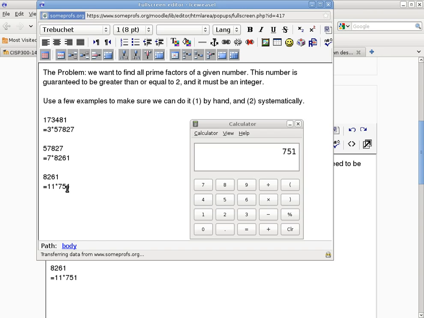Okay, so now we have 751. Is 751 divisible by something else other than itself? Well, we know that we don't have to try 7 anymore because we have already exhausted all the 7s. 11, we can try 11 again. I don't think it's divisible by 11. So that's not the case. We can try the next one, which is 13? Nope. So it's not divisible by 13.